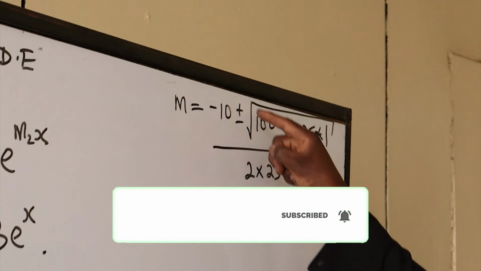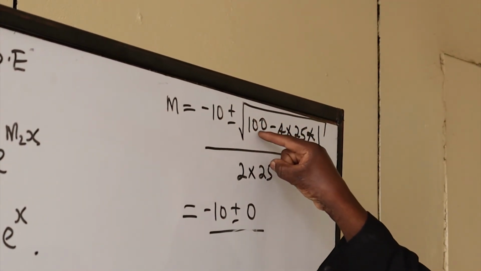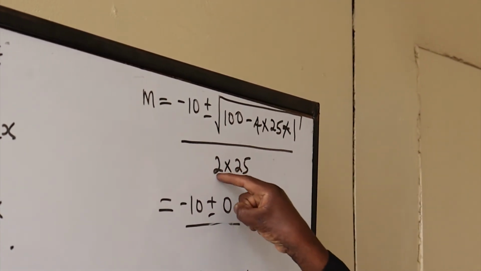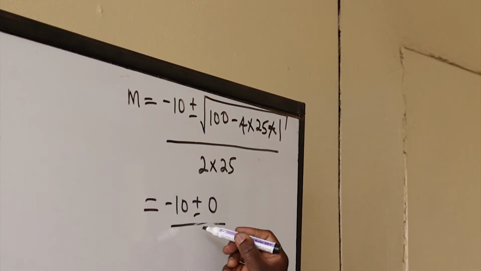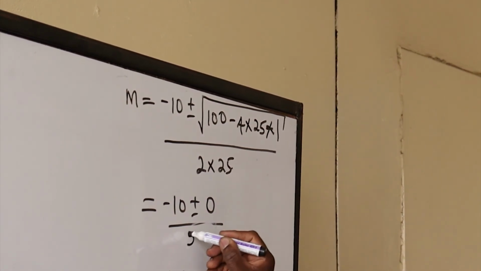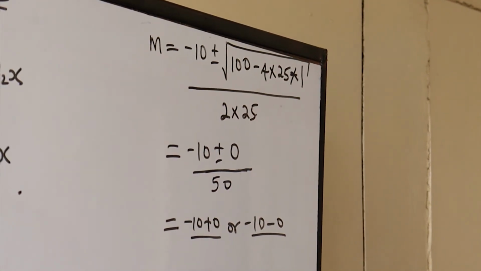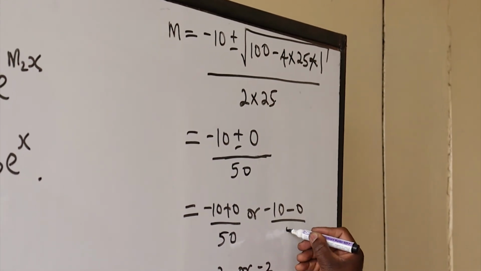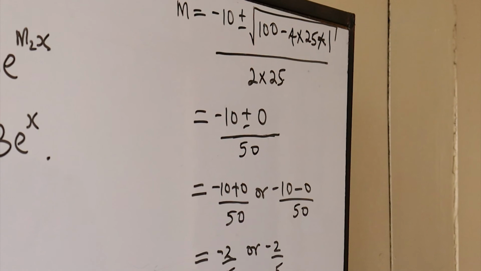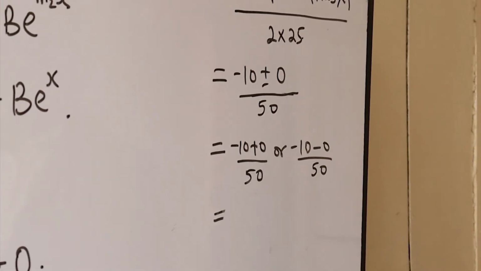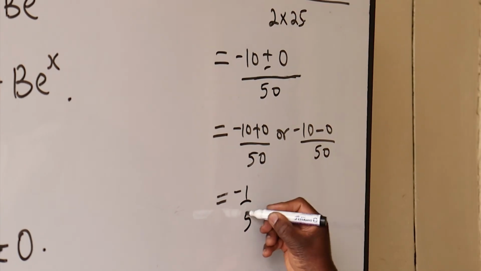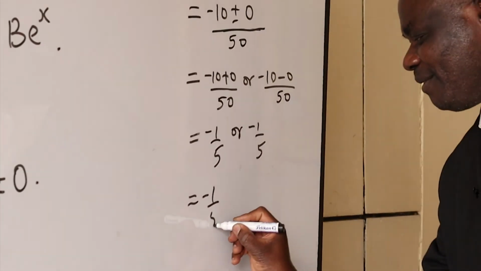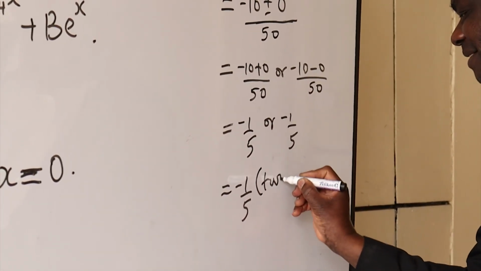m will be equal to minus 10 plus or minus root of b squared, 10 squared is 100, minus 4 times 25 times 1, all over 2 times 25, which is 50. So here we have minus 10 plus 0 over 50, or minus 10 minus 0 over 50, which is equal to minus 1 over 5, or minus 1 over 5. So it is equal to minus 1 over 5, repeated twice.